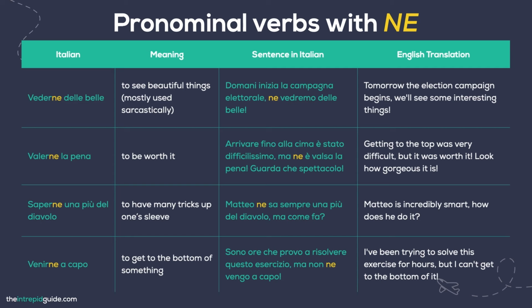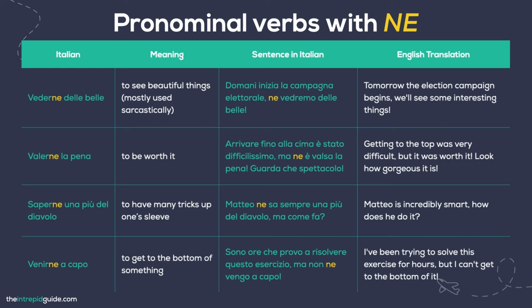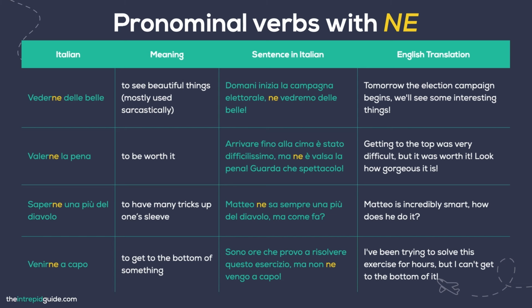Saperne una più del diavolo. To have many tricks up one's sleeve. For example, Matteo ne sa sempre una più del diavolo. Ma come fa? Matteo is incredibly smart. How does he do it? Venirne a capo. To get to the bottom of something. For example, Sono ore che provo a risolvere questo esercizio, ma non ne vengo a capo. I've been trying to solve this exercise for hours, but I can't get to the bottom of it.